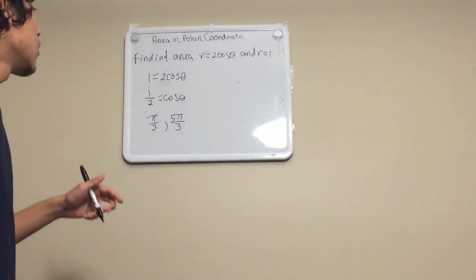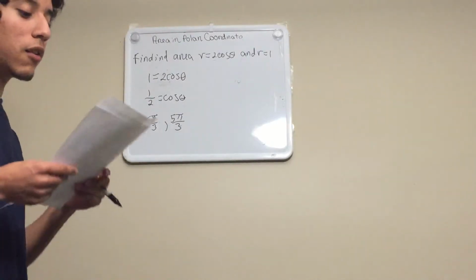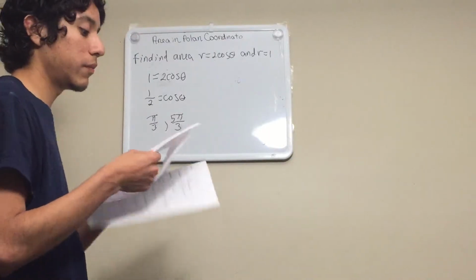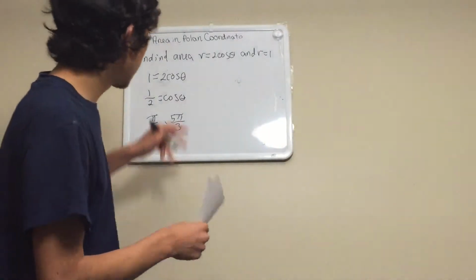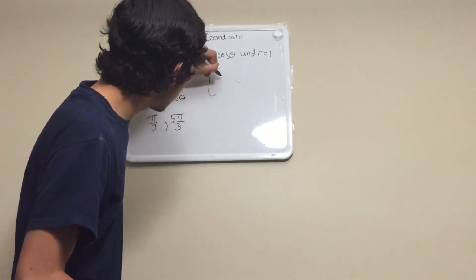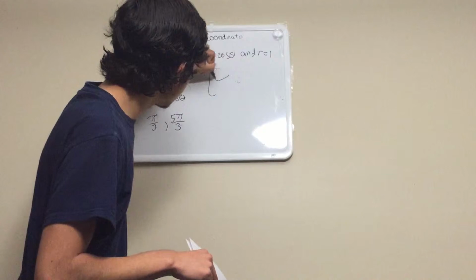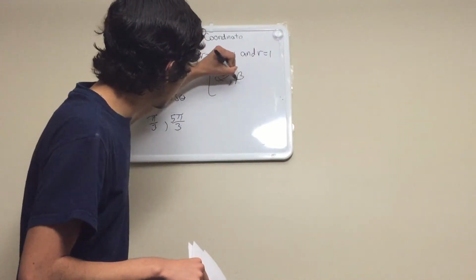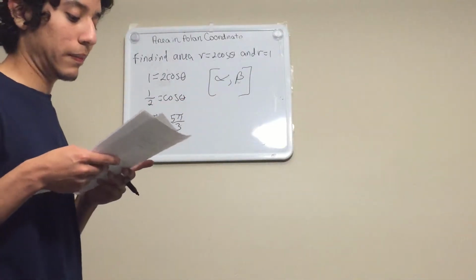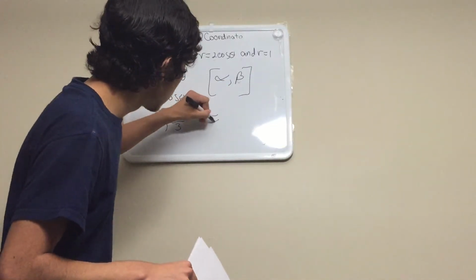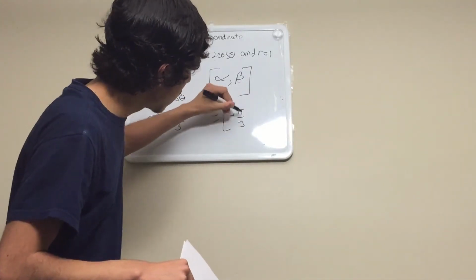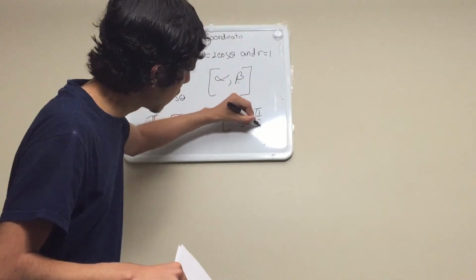Okay, so now we can simply integrate that, but we have to determine the intervals. We already have the intervals, but now we know that our intervals always have to be in alpha and beta, and that equals negative pi over 3 to pi over 3.